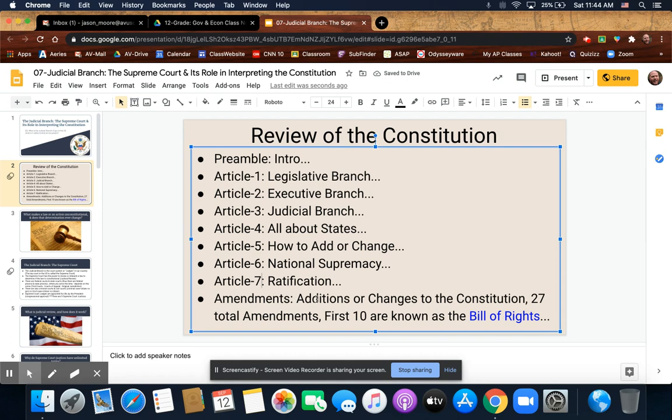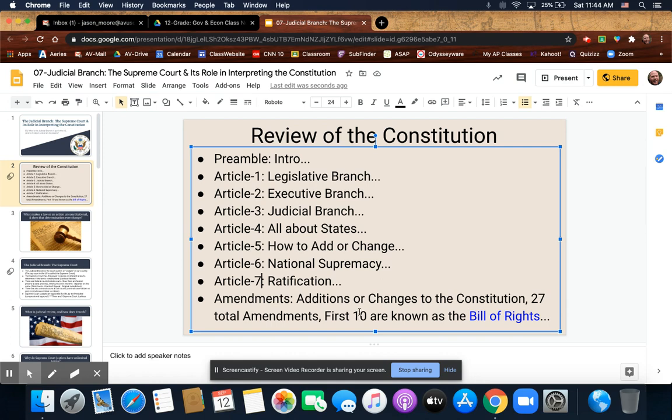And of course, the amendments are added at the end. Those are additions or changes to the Constitution. And by the year 2020, there's only 27 total amendments. So the Constitution has been changed only 27 times, but the first 10 were done right away. I mean, within the first year or so of building ourselves a new nation.